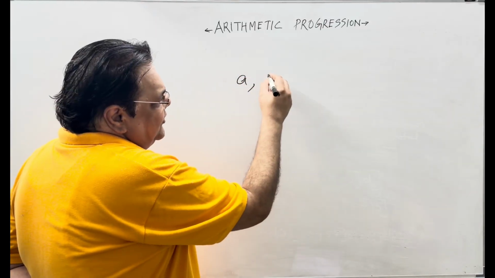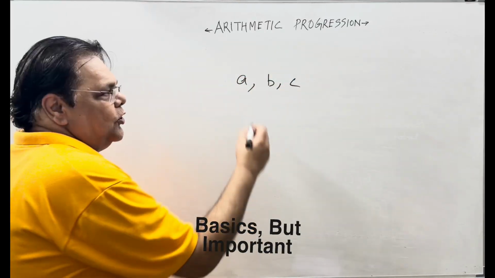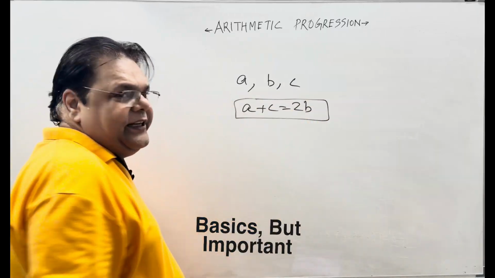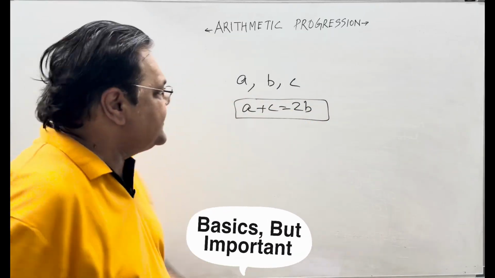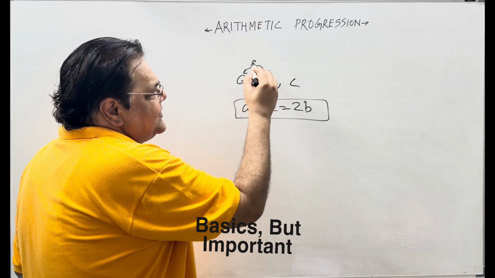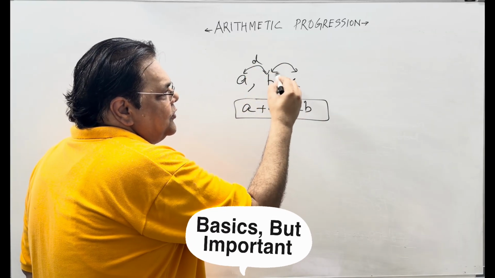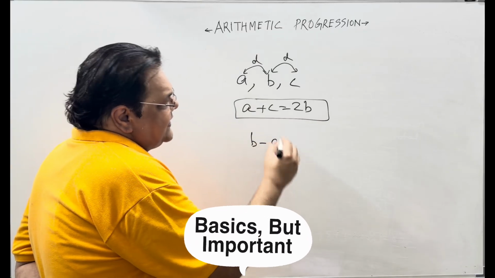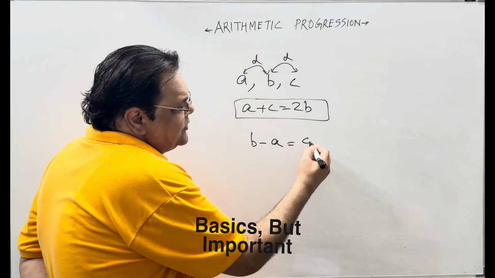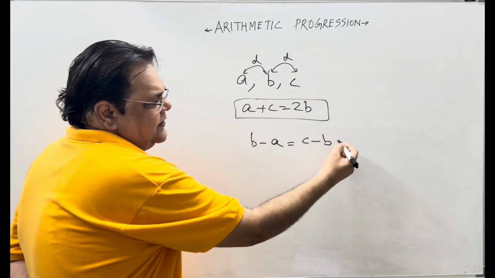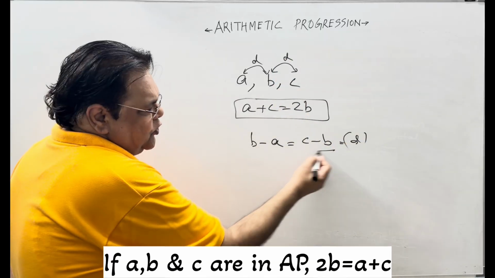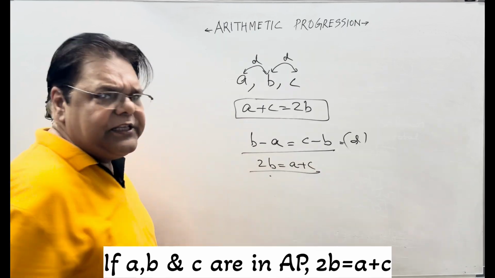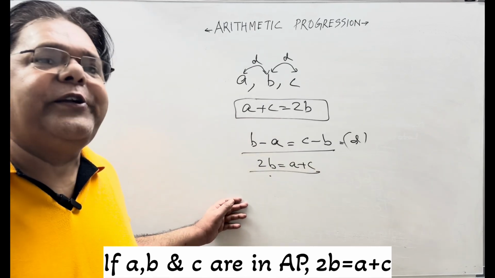In an AP, if there are 3 terms A, B, C, then A plus C is equal to 2B always. The difference between these 2 neighbors is D, and the difference between these 2 is D. If you take B minus A, the difference is equal to C minus B. This is a common difference. So when you solve this, what do you get? 2B is equal to A plus C. Please remember this. Small thing, but important.